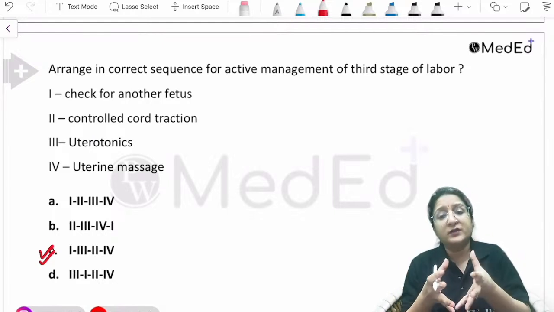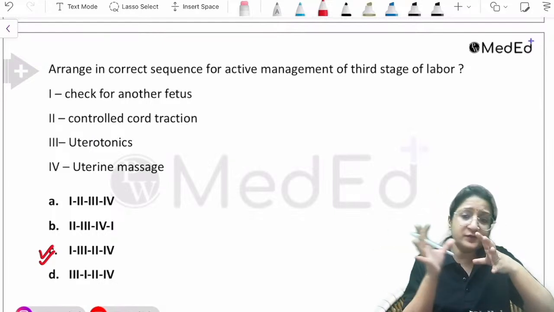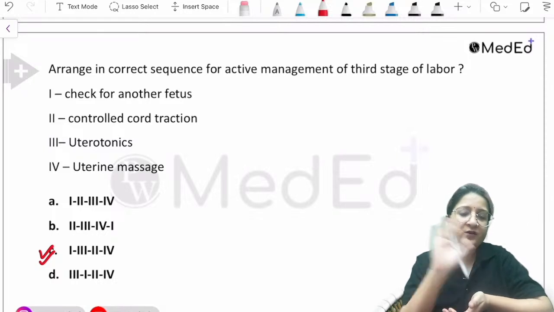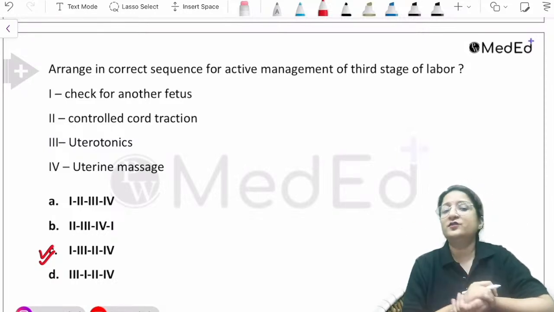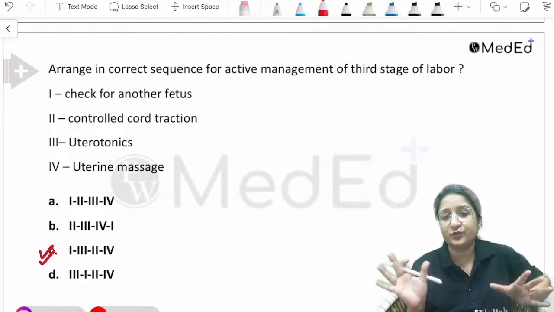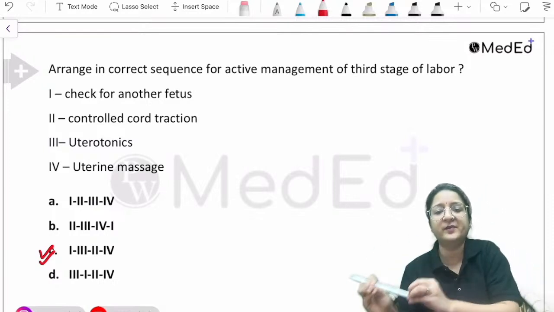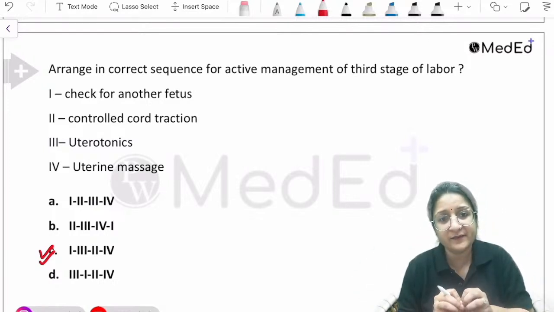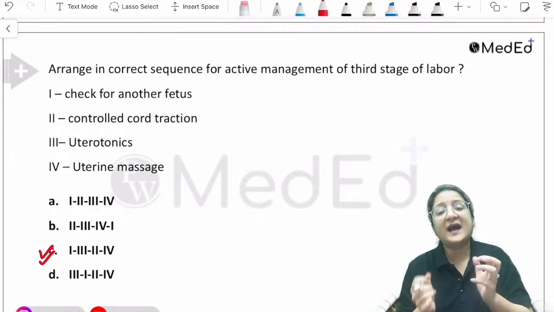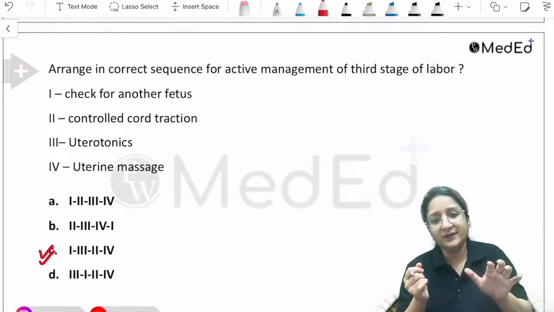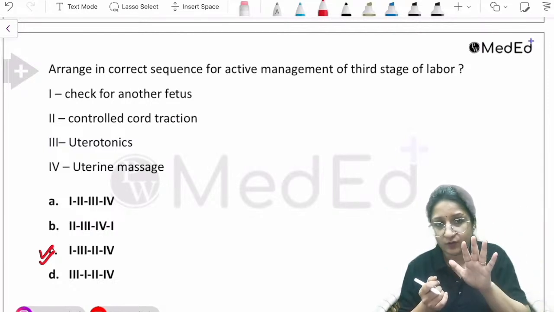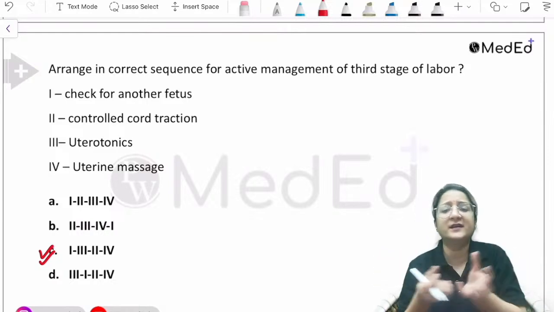And when we give the uterotonics after the delivery of the baby, preferably we have to give within 1 minute. It is after the delivery of the baby, nothing like after the anterior shoulder or anything, okay? After the delivery of the baby, within 1 minute, uterotonics have to be given. Then we don't have to wait for signs of placental separation, okay? We can start with controlled cord traction with uterine contractions. And after that, we deliver the placenta.